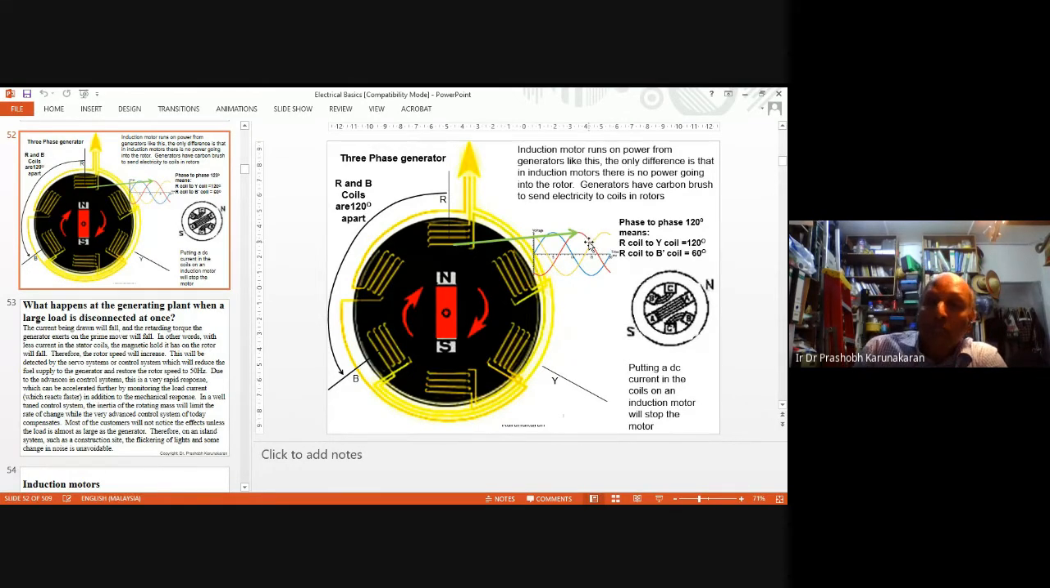So basically the three phase is you put three generators into one generator. Instead of one generator, you put three generators inside one. So what's the difference? It's just the timing is different only. They all have the AC output, but the timing is different.